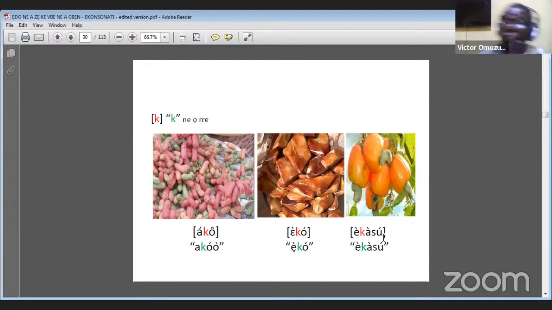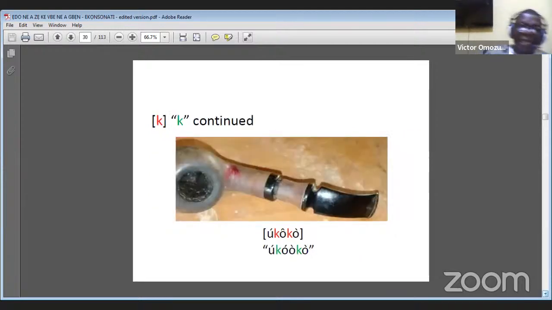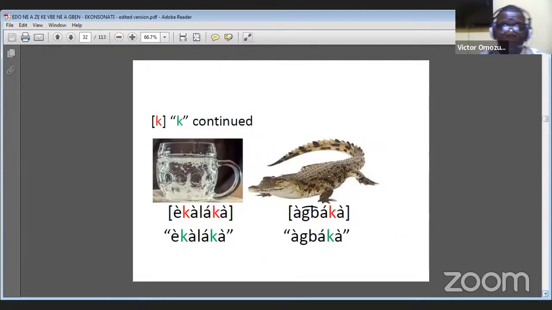Then you have Ekasu. Ekasu is another borrowed word from cashew. But the sound she is not in Edo. So the closest to it is si, and that is why it is borrowed as Ekasu. Okay. Then the next one, still on key, is Ukoko. That is the pipe that our elders used in smoking in those days.